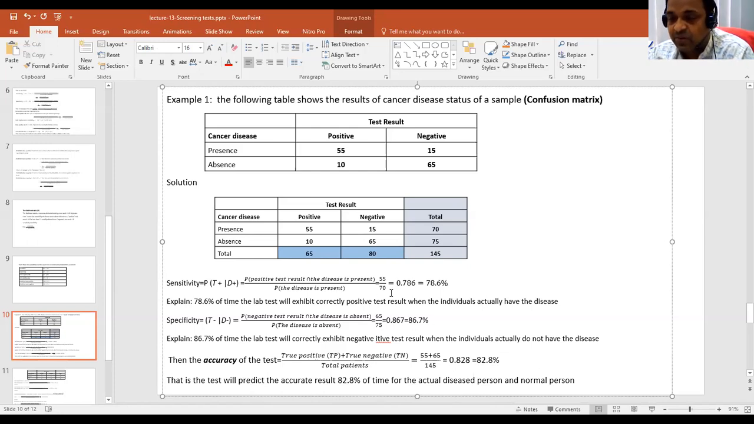So these are three important parts of the lab test. One is sensitivity, correctly identifying the disease with a positive result. Specificity, negatively identifying the individuals who don't have the disease. And the accuracy, how many are correctly identified with the disease and without the disease. So these three. Now let us define the others.